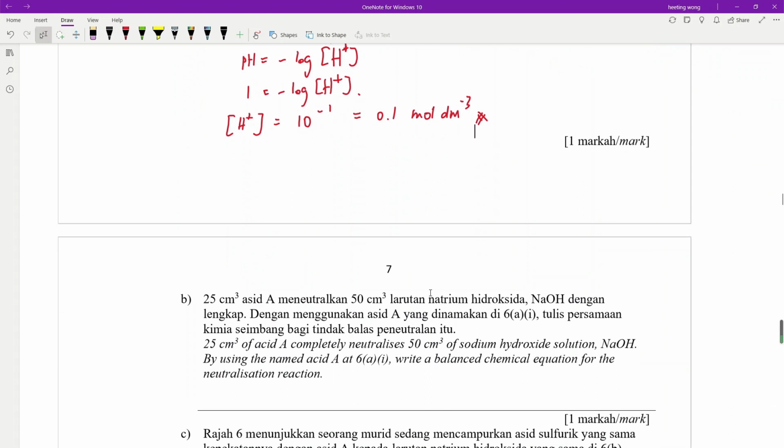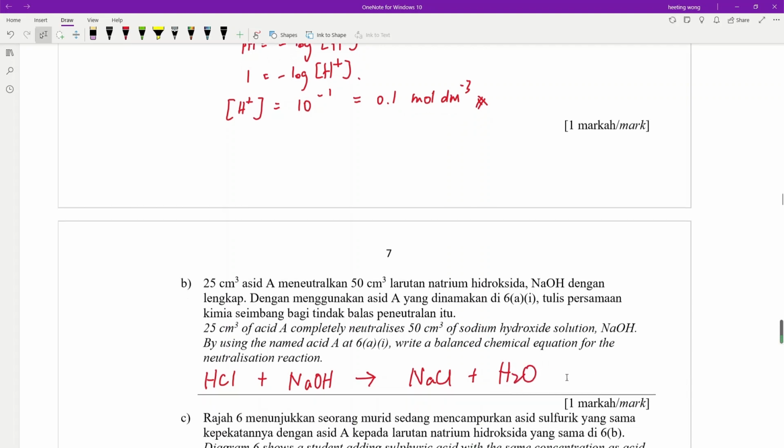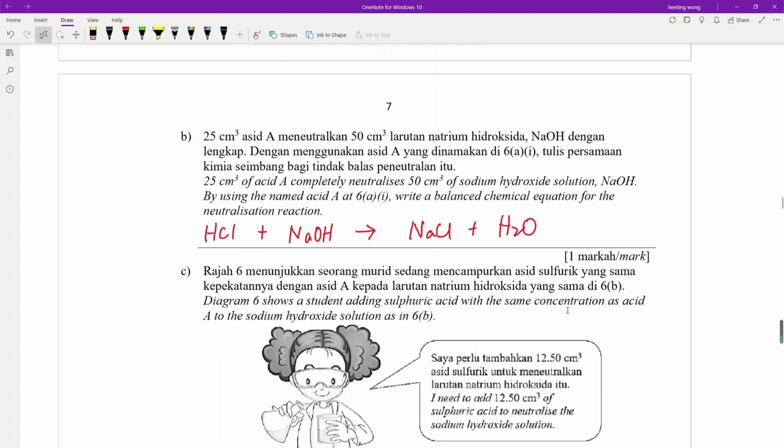Now if 25 cubic centimeter of acid A completely neutralize the 50 cubic centimeter of sodium hydroxide solution, write a balanced chemical equation. So here let's say you choose hydrochloric acid react with sodium hydroxide, so you form the sodium chloride and water. So 1 mark. Sometimes this one will be given 2 marks.